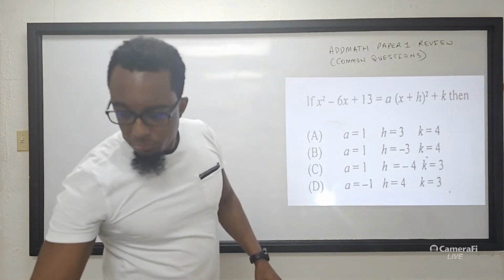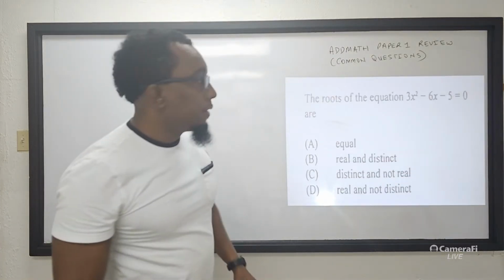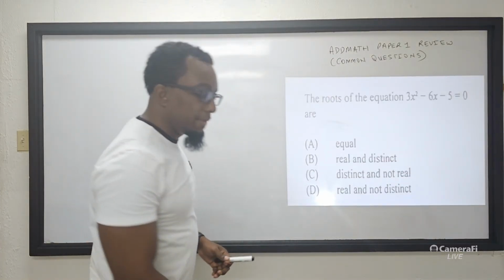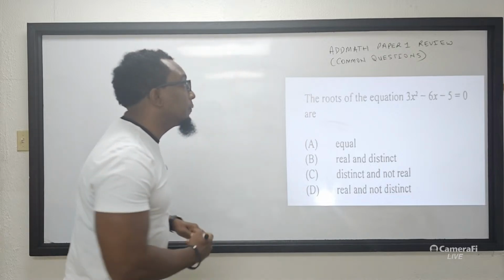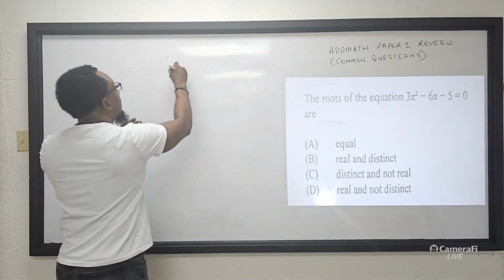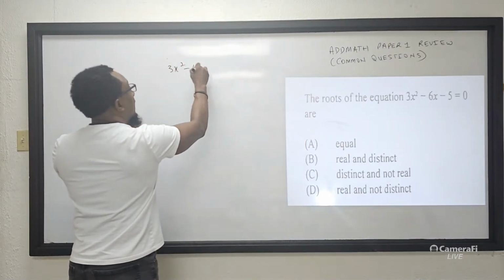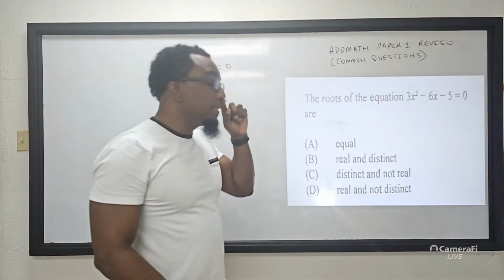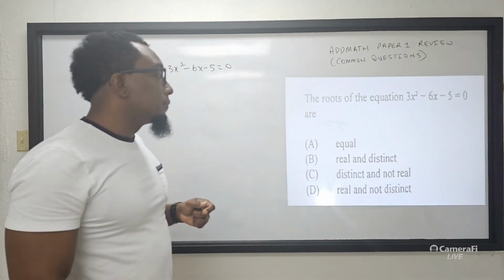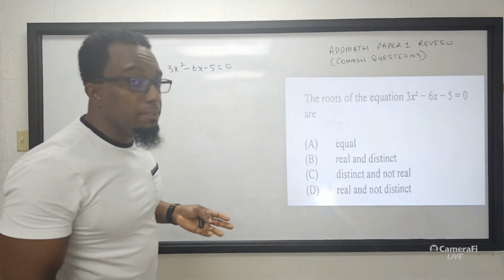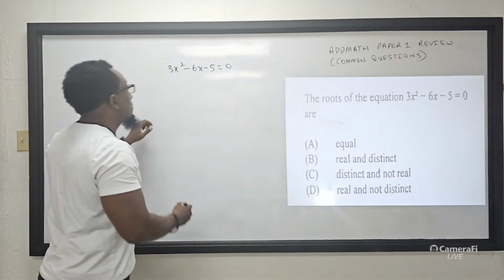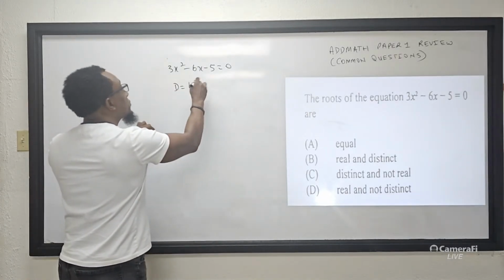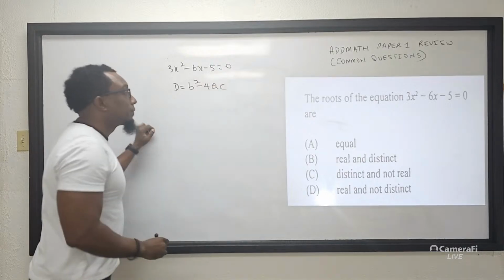So let's look at the next. Right, so we want to determine what are the roots of that equation. That is a quadratic equation. So the quadratic equation is 3x squared minus 6x minus 5 is equal to 0. And for us to determine the type of roots, of course, we're going to use our discriminant to help us to do so. The discriminant d is b squared minus 4ac.